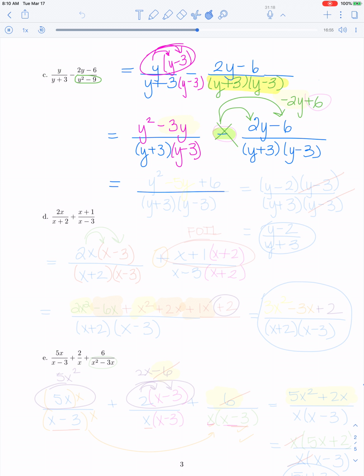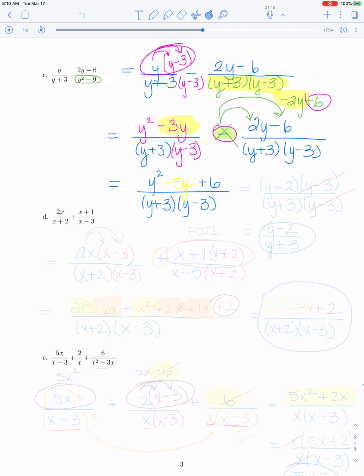Now that we have a common denominator of y plus 3 and y minus 3, it will stay the same. I can just add and subtract across the top and combine like terms. Notice I've got a negative 3y and a 2y that will add up to become negative 5y. The other pieces on top are the y squared that comes first and the positive 6 that comes at the end. Notice it was a positive 6 because we distributed the minus sign.